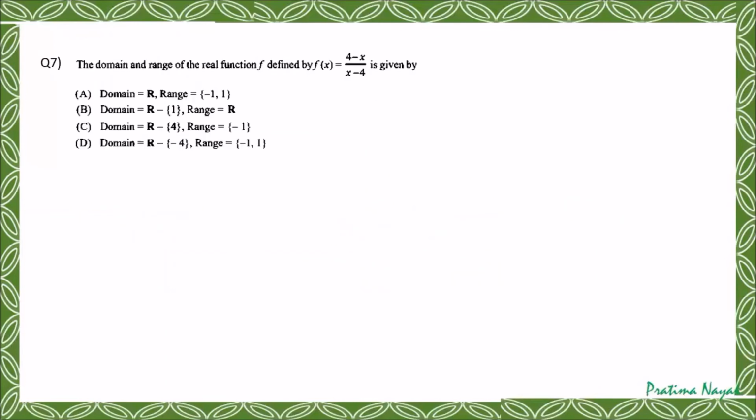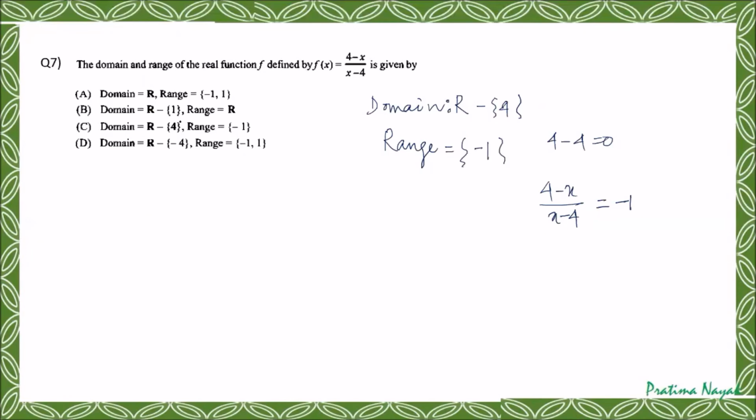Next coming to question 7. Domain and range of 4 minus x by x minus 4. The domain is all real numbers? No, except 4. At 4, you will get 4 minus 4 becoming 0, so except 4. And what about range? The expression 4 minus x by x minus 4 always gives you -1. So range is only one value, that will be -1. So the answer will be C.